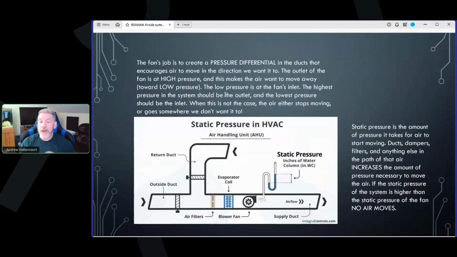So the fan's job, how does a fan move air? It has one job, it creates a pressure differential. Ooh, big words, right? In the ducts that encourages air to move in the direction we want it to. The outlet of every fan is the high pressure side. The inlet is the low pressure side, right here.